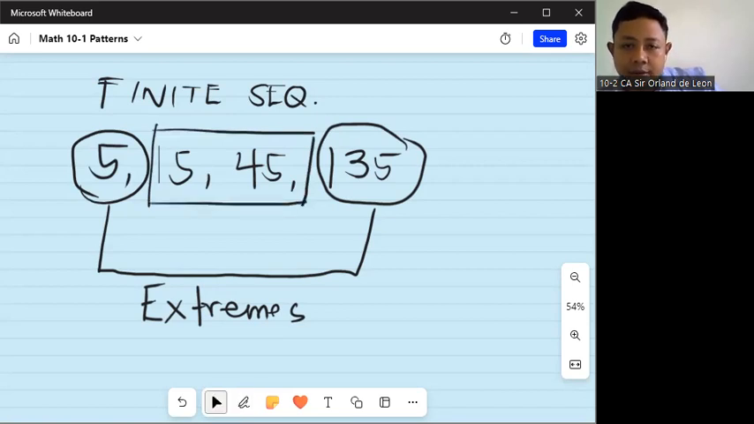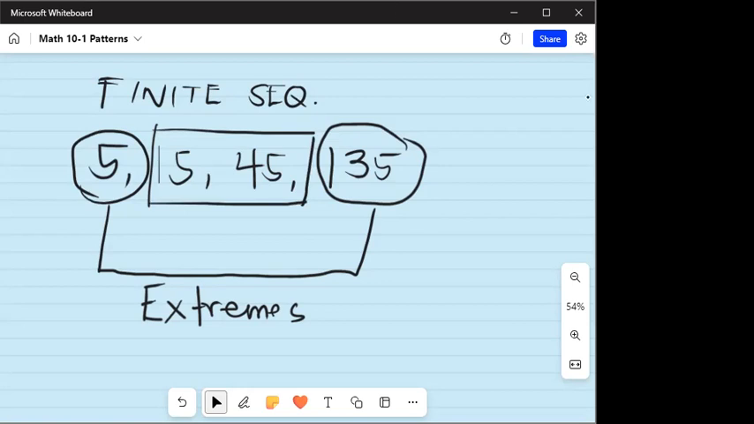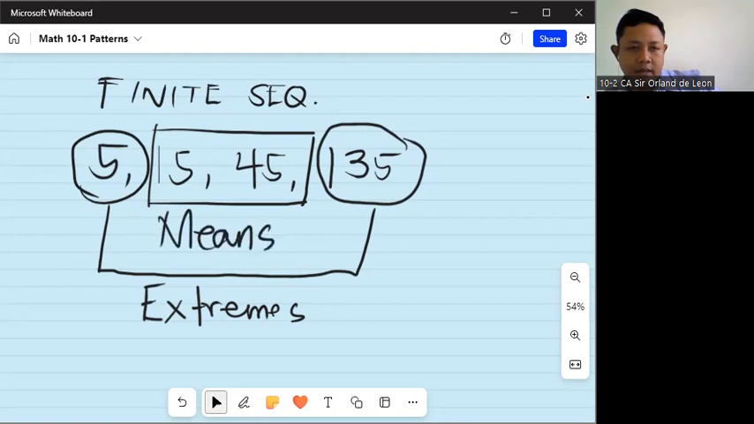Let's hear it from Ziljan. Means po. Exactly, means. Okay, please take note of this because in the long run, during our discussion, you will get to know the reason why these are called means. Okay, so at least now you know, no matter how many numbers are there in between the first and the last terms, they are all called means.